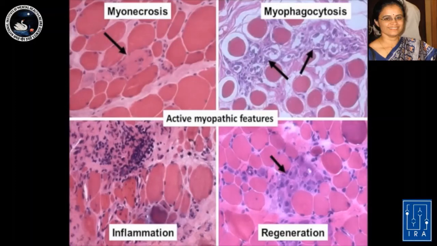In the lower left panel, there are collections of lymphoid cells in the interstitium, and on the right, you can see the characteristic regenerating fibers, which we recognize by their deep blue color. They are smaller in size compared to the adjacent normal bright pink myofibers, and they have very large nuclei, which are often in the center of the fibers. So these four features, the necrosis, the myophagocytosis, the regeneration and inflammation, are what characterize an acute myopathic process.